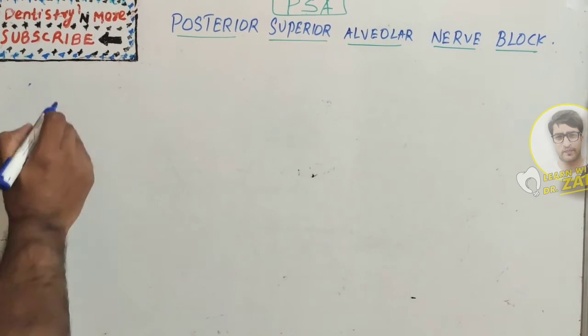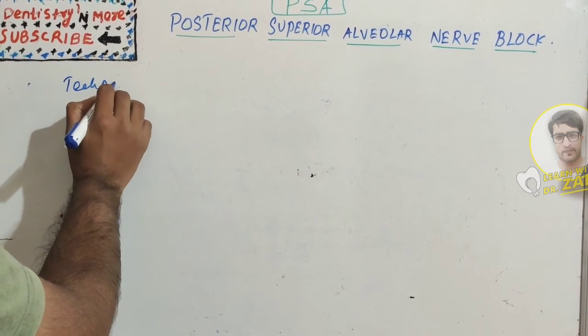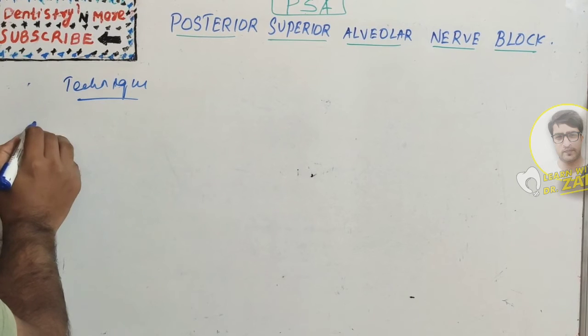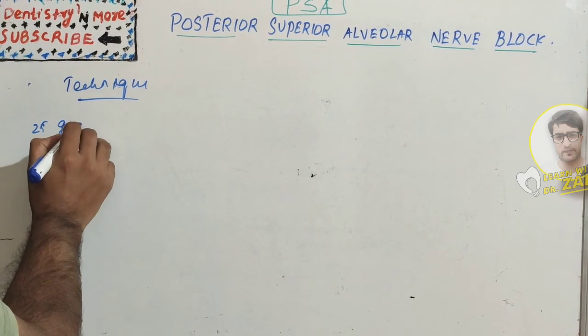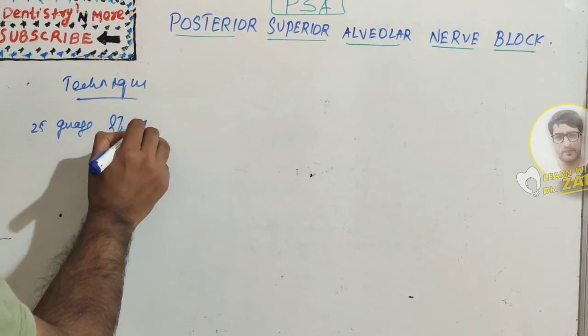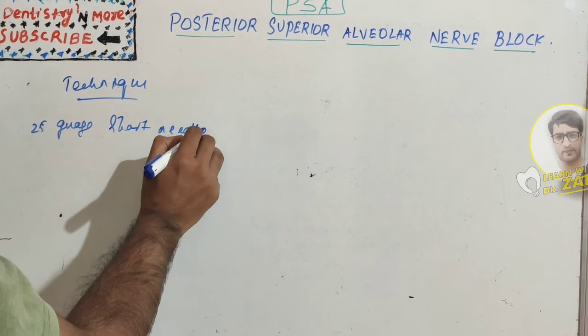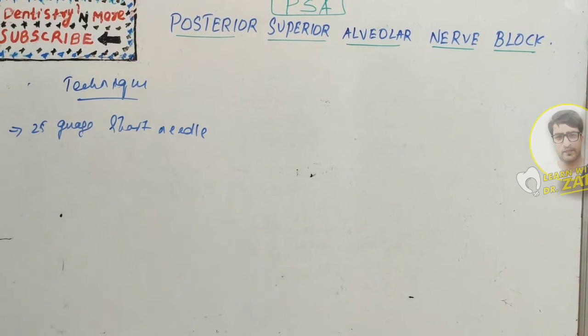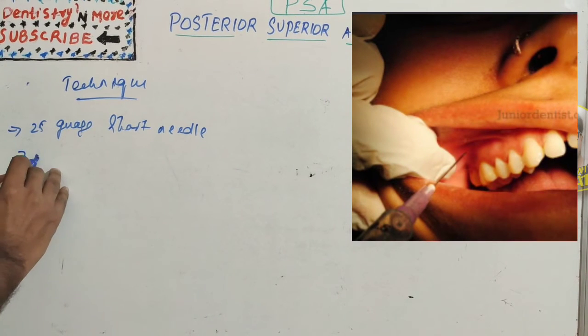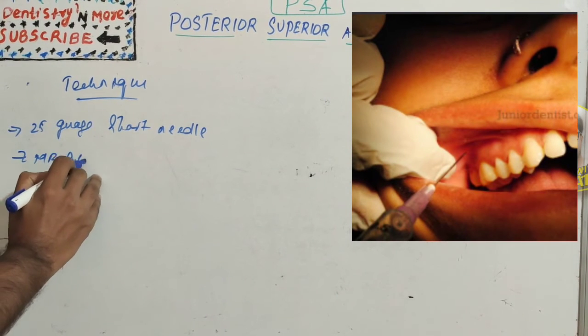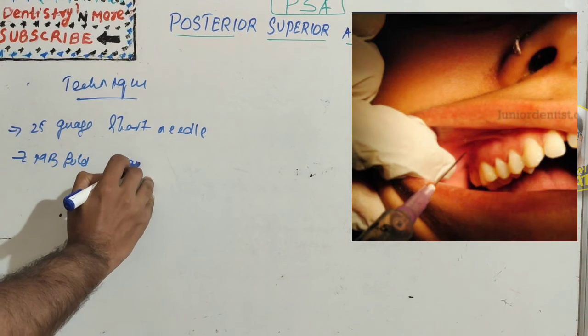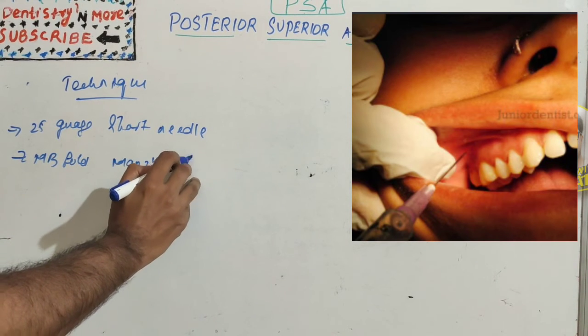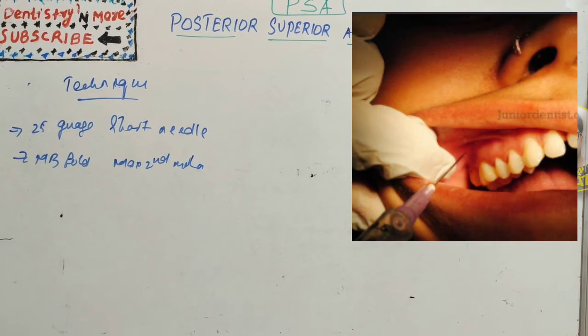Now the technique of PSA, that is 25 gauge short needle is used. In intraorbital we were using long needle. This is short needle in order to avoid all the complications. So insert needle at the height of mucobuccal fold above the maxillary second molar, as you see in the picture here, mucobuccal fold of maxillary second molar.